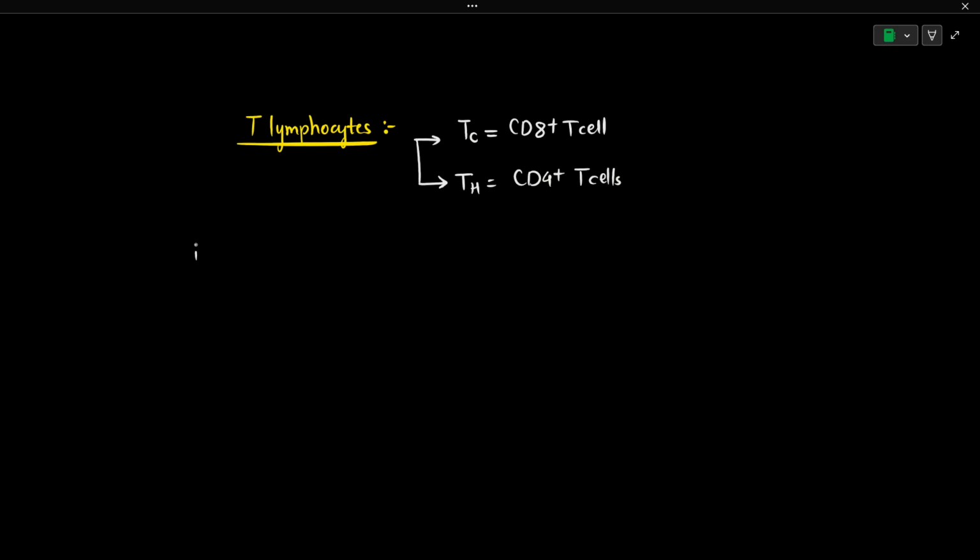For example, there is TH1. This TH1 is a T helper cell type. It is important for intracellular pathogen elimination. So this plays a role in intracellular pathogen elimination.